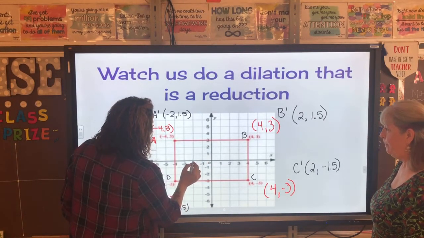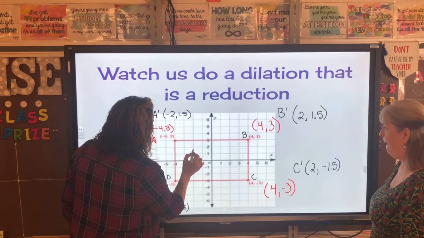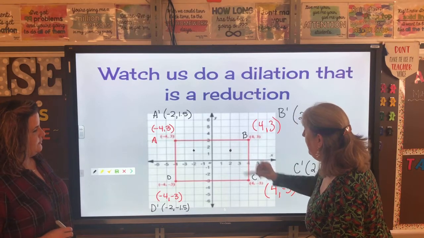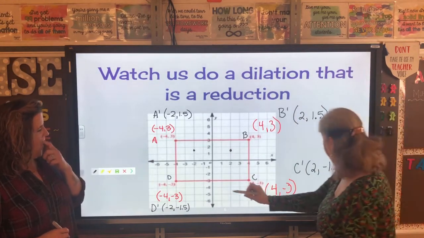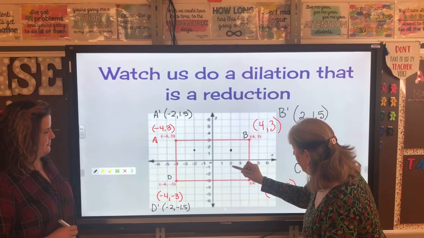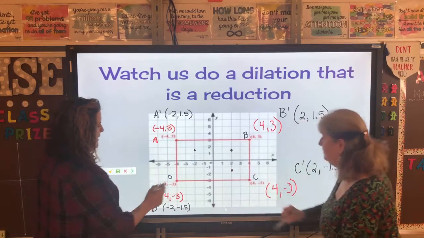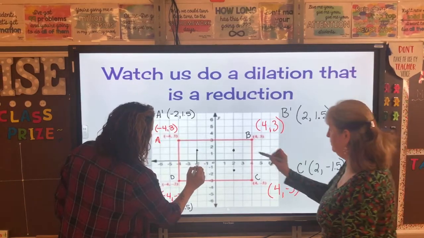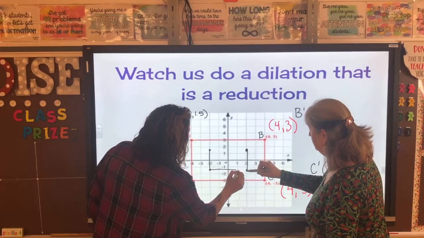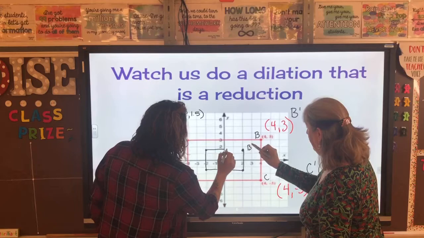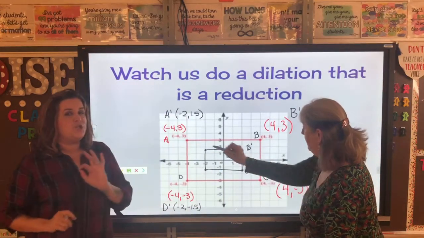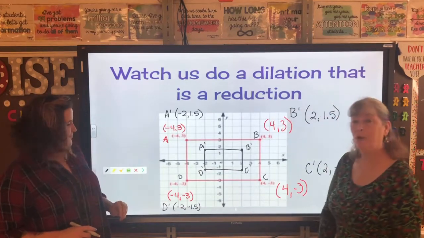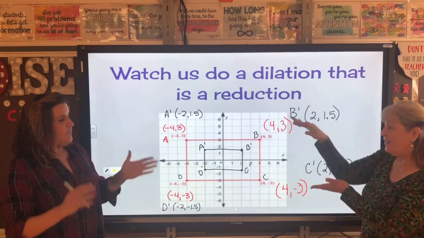So I go -2, up 1.5, and I'm kind of hanging out in the middle. Over 2, up 1.5 for B prime. You want to do your C? Oh yeah, C prime. 2 and then, okay, 1.5 right there. And then -2, -1.5. And then if we just connect our dots to the best of our abilities, we have our A prime, B prime, C prime reduced rectangle. We have dilated it, and this one fits.